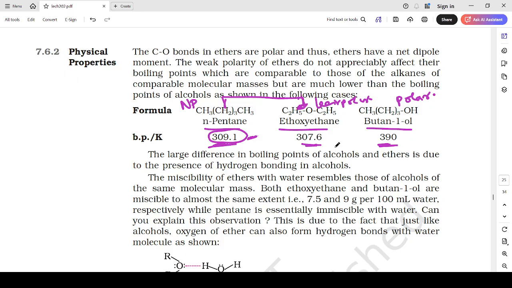How many carbons do they have? Ethoxyethane has only 4 carbons, and this one has 5 carbons. That's right. So the higher number of carbons leads to its higher boiling point. But still you can see it's not that huge a difference here: 309 and 307. But here it is 390. Too much difference, you can see.